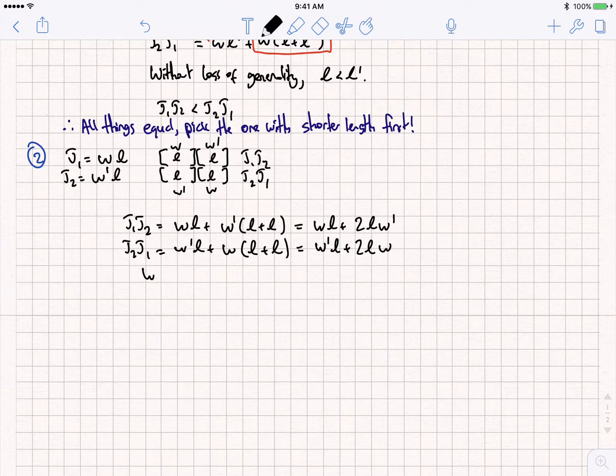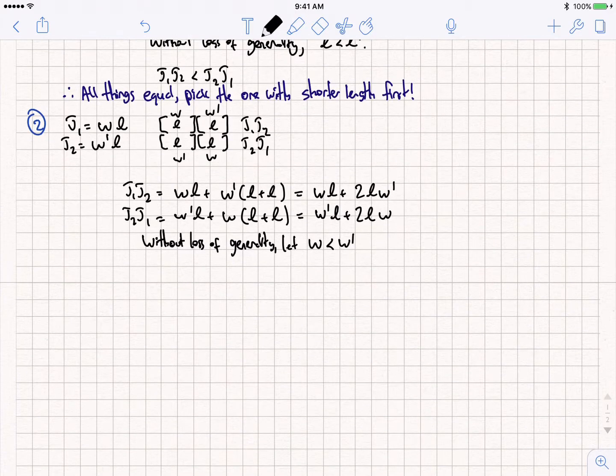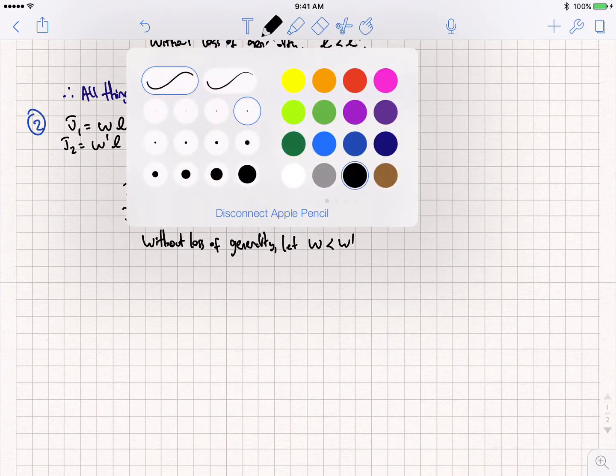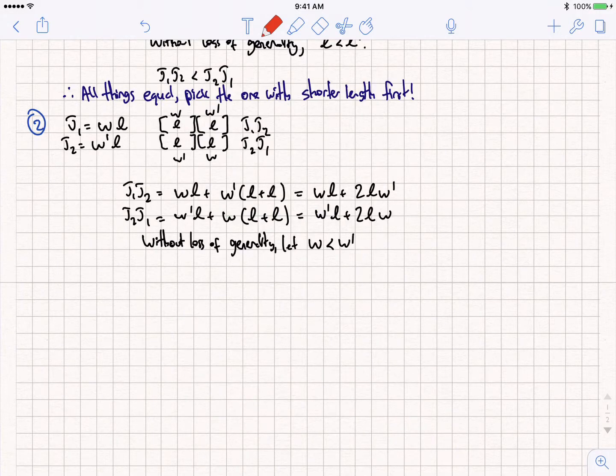Without loss of generality, let W be less than W prime. And here we have a little bit of a tricky case, because this one is less than this one, but this one is greater than this one, so it's not conclusive. But let's do it another way.